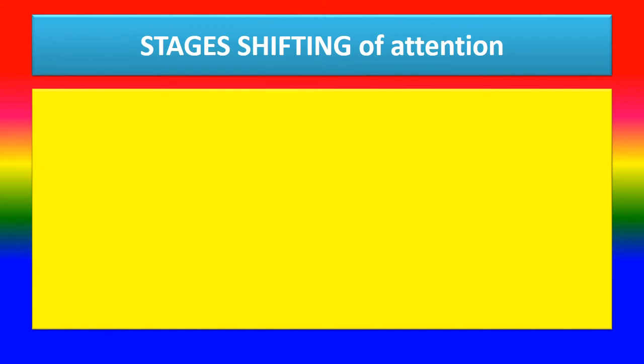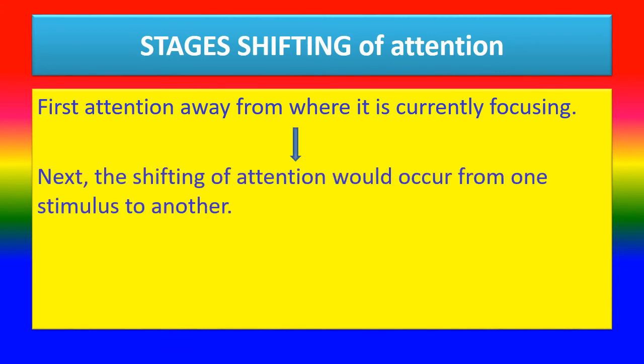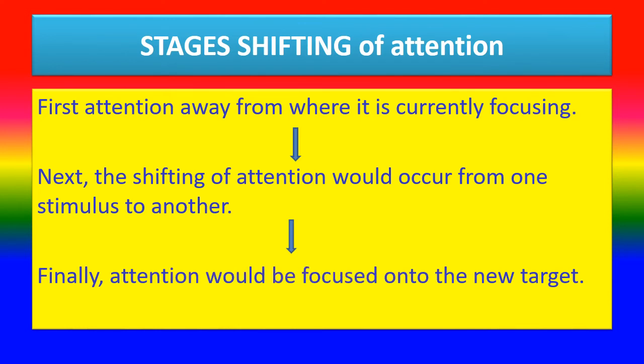Stages of shifting of attention. First, attention disengages from where it is currently focusing. Next, the shifting of attention would occur from one stimulus to another. Then finally, attention would be focused onto the new target.